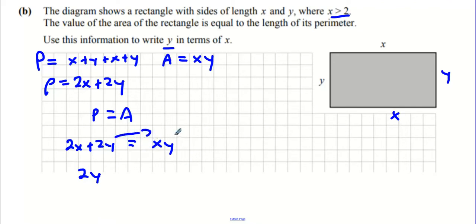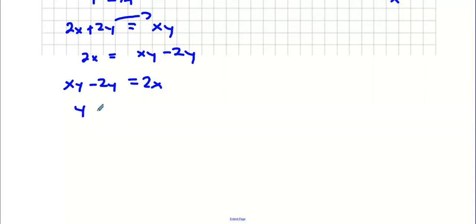Actually, we'll bring the 2y over to the xy. I just want to keep everything positive. So 2x equals xy minus 2y. I'm going to spin this around so that xy minus 2y equals 2x. I'm going to factorize out the y. y into x minus 2 equals 2x.